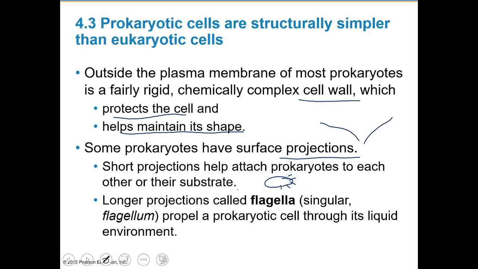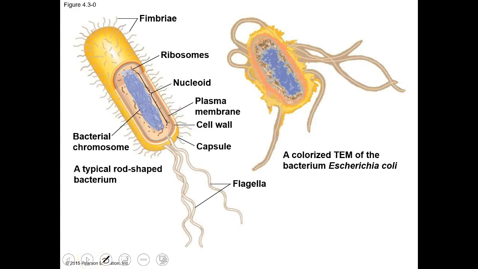Longer projections are called flagella. One by itself is a flagellum, and they'll propel the prokaryote through a liquid environment. They're long and maybe squiggly. And they're for whipping around and making sure that this thing goes this way. Okay, so that's a flagellum. Okay, so here's kind of what we see.